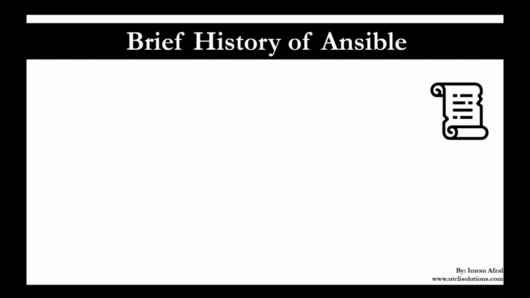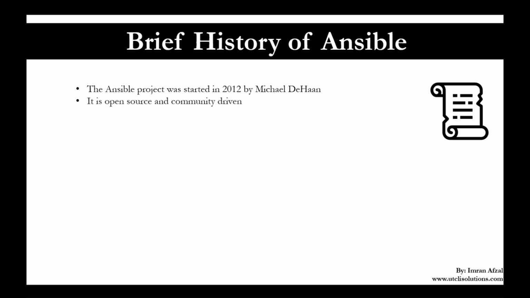In this video, we will cover a brief history of Ansible. The Ansible project was started in 2012 by Michael DeHaan. It is open source and community driven, and I'm sure you know what open source and community driven mean: people get together from different parts of the world toward one goal to build a tool. And open source means you could build your own code and add that to the tool to enhance its features.